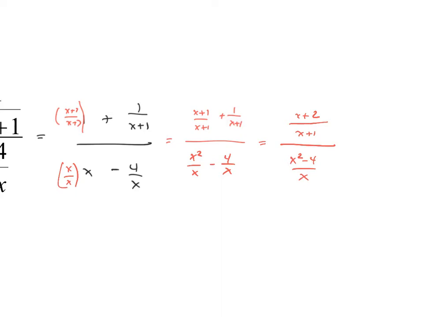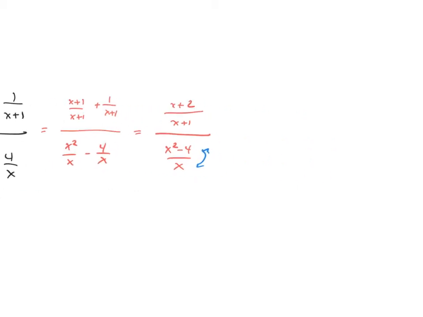Now if you notice, I have a fraction over a fraction. And if you remember, it's keep, change, flip. So this is the fraction that I need to flip, the bottom one. So this is the exact same thing as x plus 2 over x plus 1 times, flip the bottom fraction, that would be x over x squared minus 4.